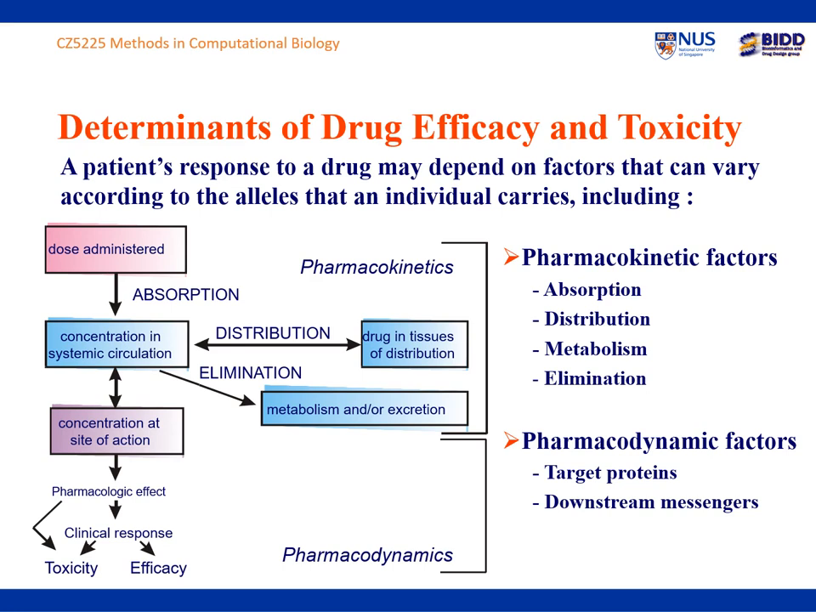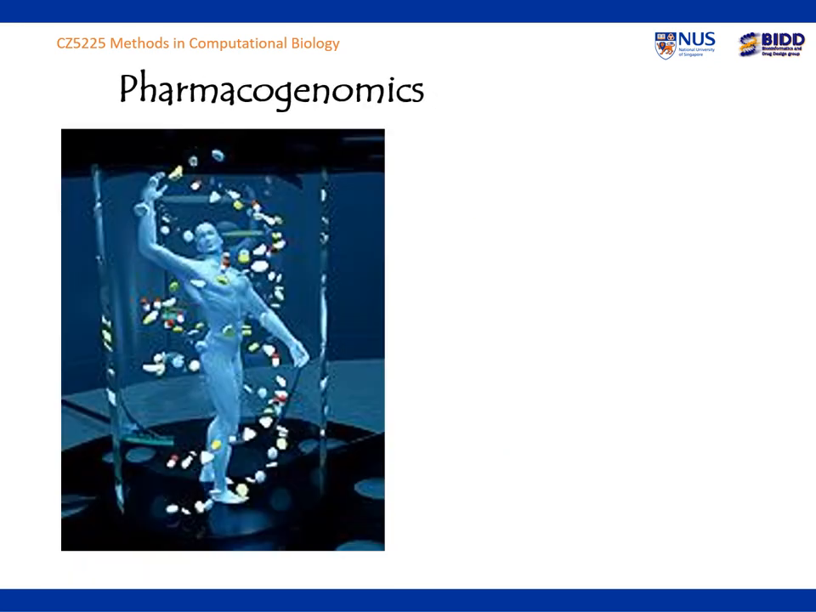Then come the pharmacodynamic factors, that is, target protein or downstream messengers. When the drug reaches the particular target tissue, it shows some action at that target site. That is called the pharmacological effect. That effect may be toxic, or it may be a positive effect which is responsible for curing the disease. These are the different factors which determine drug efficacy and toxicity.